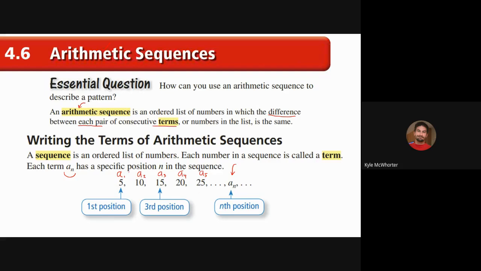Some books or authors, instead of using the A, will use a T for term: term number 1, term number 2, term number 3. So you might see those used interchangeably. Okay, so that's the little notation that we use. A sub n is the nth term of the sequence. So A sub 1 is the first term, A sub 2 is the second term, and so on.